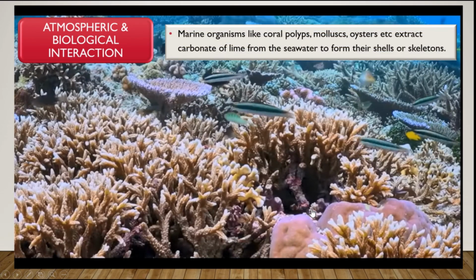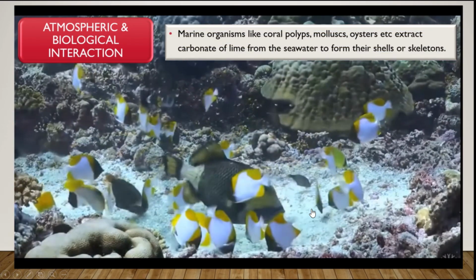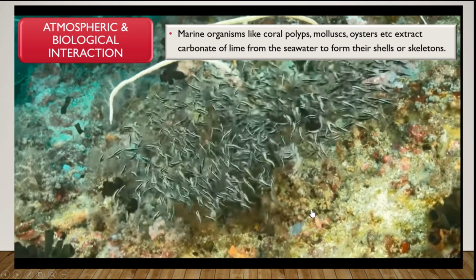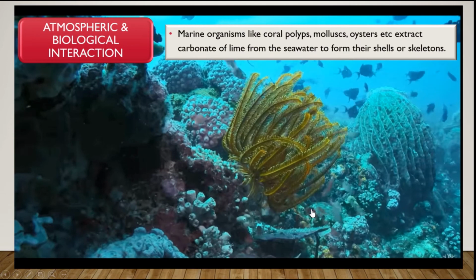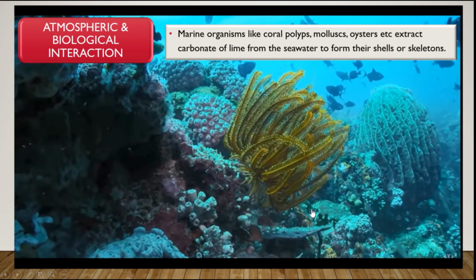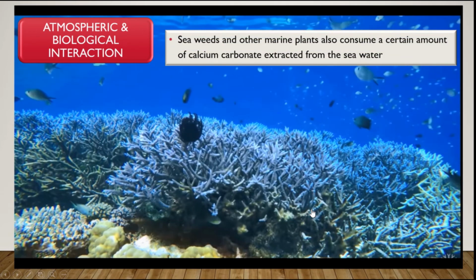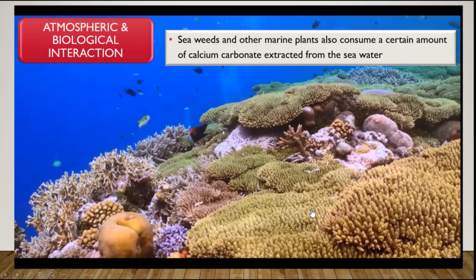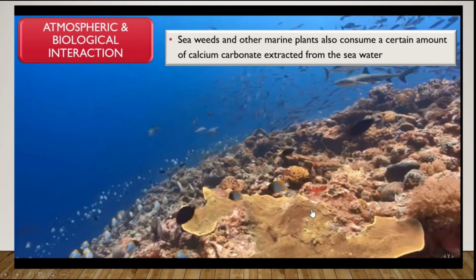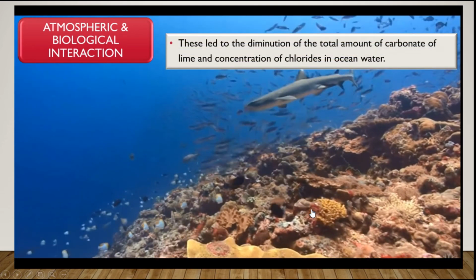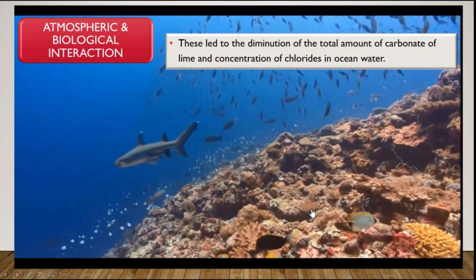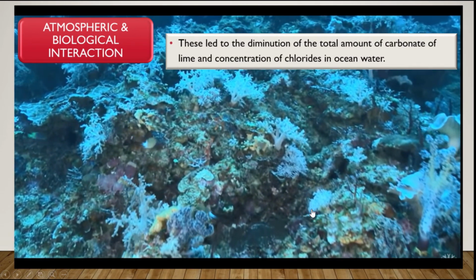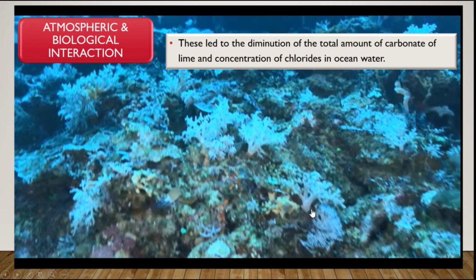Marine organisms like coral polyps, mollusks, oysters, etc. extract carbonate of lime from the seawater to form their shells or skeletons. Seaweeds and other marine plants also consume a certain amount of calcium carbonate extracted from the seawater. This leads to the diminution, or reduction, of the total amount of carbonate of lime and concentration of chlorides in the ocean water.